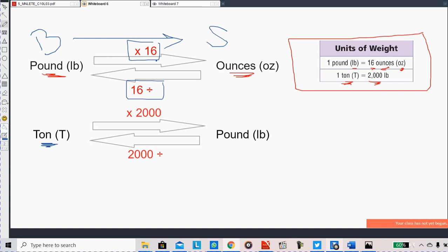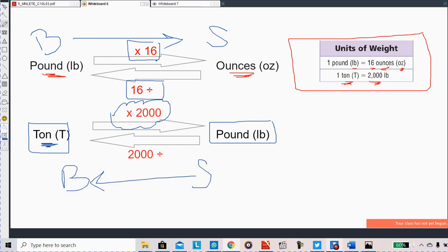Okay, now the next unit is ton. And ton is the greatest unit of weight. So if you want to convert from ton to pounds, you have to multiply by 2,000 because 1 ton equals 2,000 pounds. In the opposite direction, if you want to convert from pound to ton, you'll convert from a small unit to a big unit, so you have to divide by 2,000.